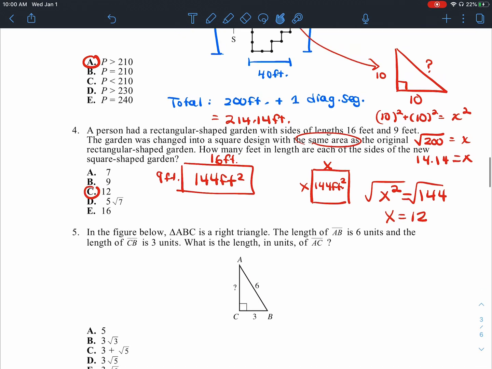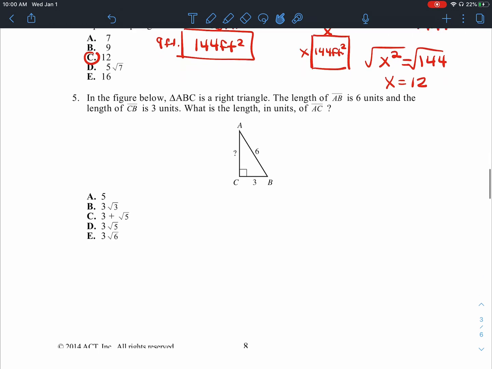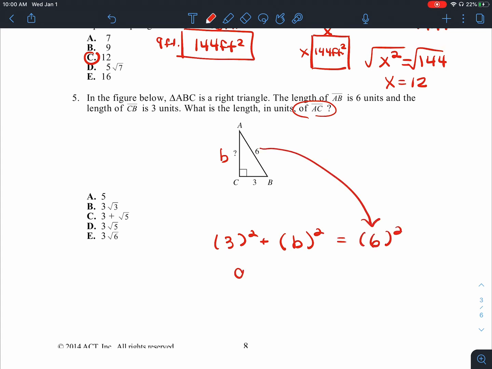Okay, let's take a look at number 5. In this figure below, we have a right triangle. They give us these different side lengths, and the question is, what is the length of side AC? This is just a Pythagorean theorem problem. I'll just call that missing side here side B. Make sure that the hypotenuse gets squared by itself on the other side.